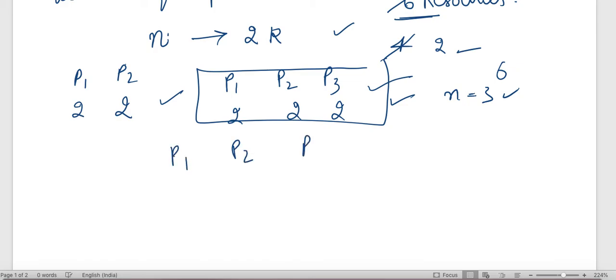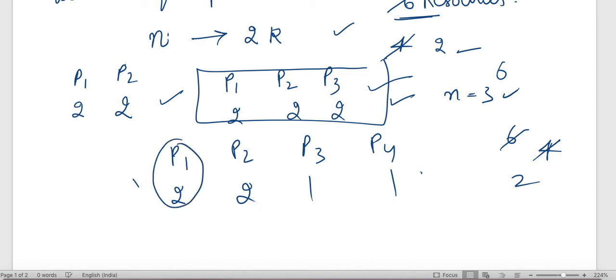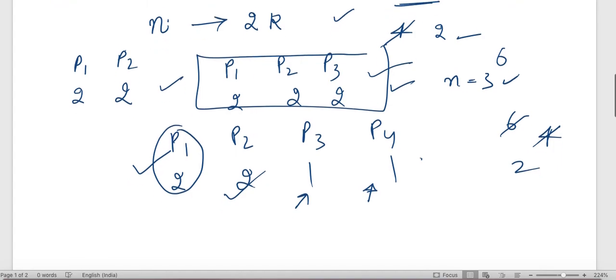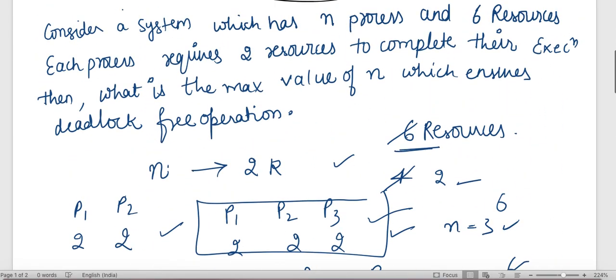P1, P2, P3, P4. I can give 2 here. Total is 6. I have given 2 here. Remaining are 4. Let us give 2 here also. It becomes 2, 1, 1. Actually, when P1 is completed, it will free 2 resources, and from then one process can get 1, and another can also get 1. So again it becomes a deadlock free operation. So this is how we have to calculate the maximum value. But we still don't know what the maximum value is.